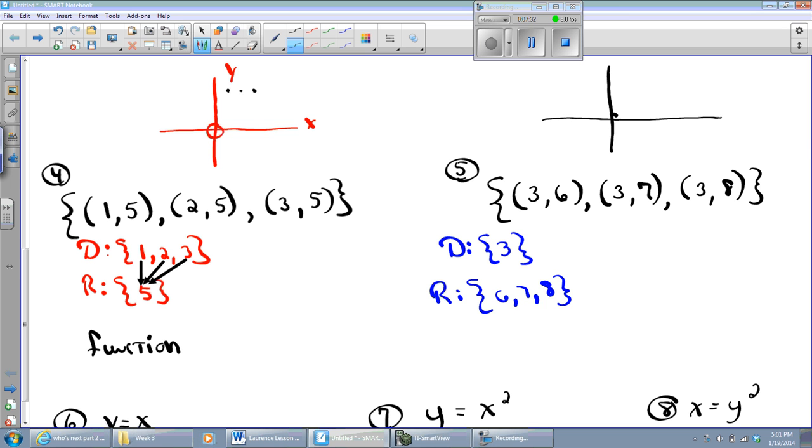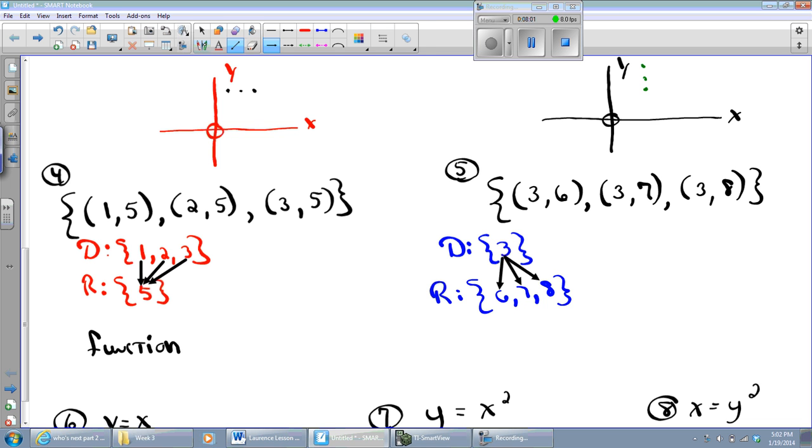Okay, let's see here. X and Y. And I need the point 3, 6, 3, 7, and 3, 8, right? If you weren't sure whether it's a function or not, I could do the mapping thing. 3 goes to 6, 3 goes to 7. Right there, I know it's not a function. See how the 3 is going to two different values? 3 also goes to 8.